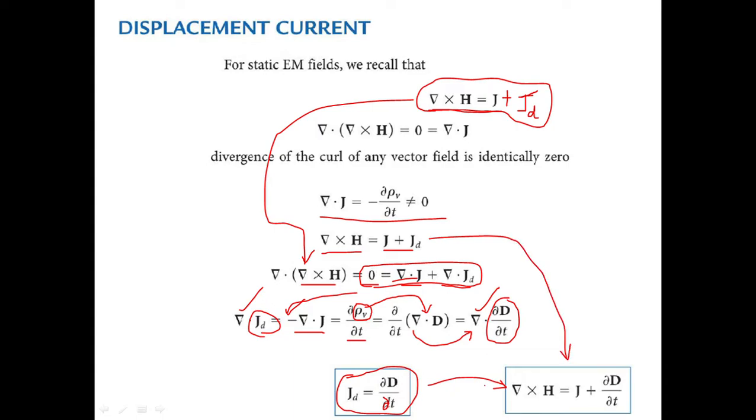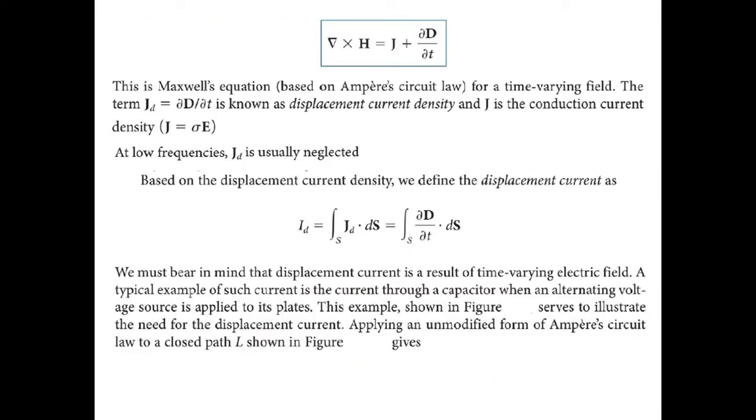Curl of H vector is equal to J, that is current density, plus JD. JD is nothing but dou D by dou T, so that is substituted here. Whatever we had from Ampere's circuital law was only curl of H vector is equal to J, but for time varying fields, curl of H vector is J plus dou D by dou T. This dou D by dou T is nothing but displacement current density.